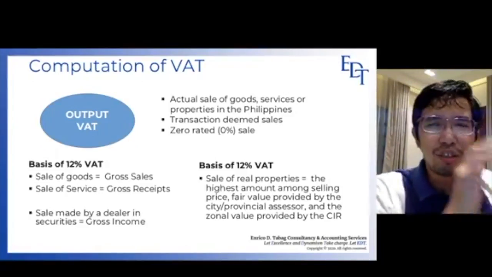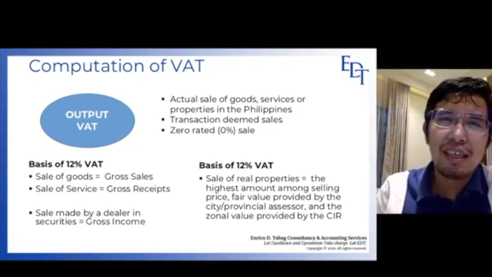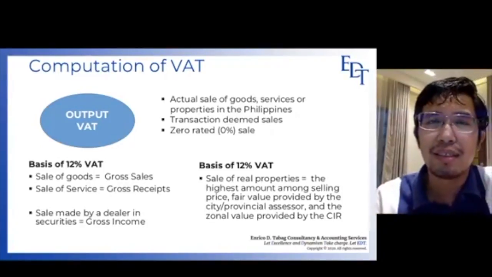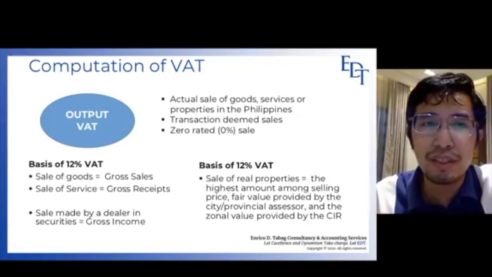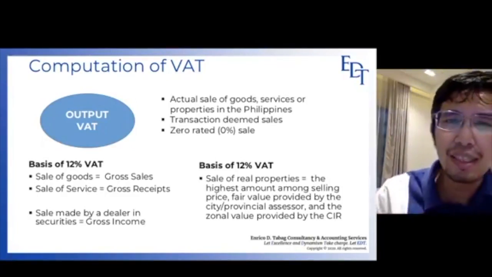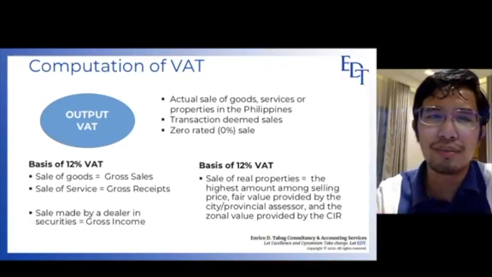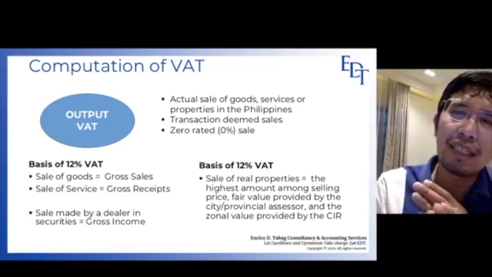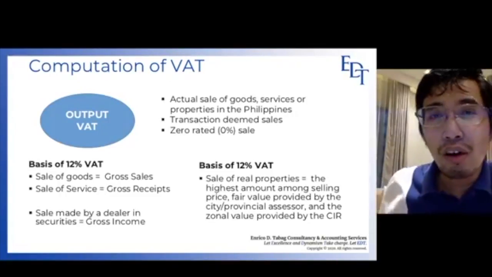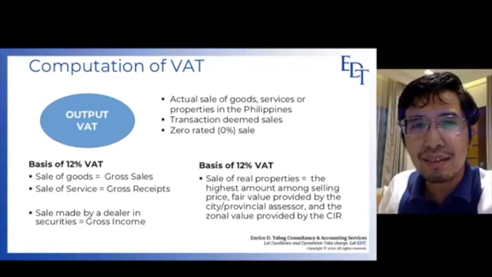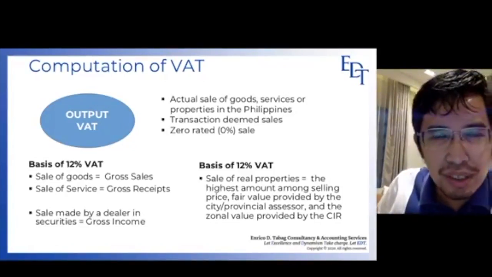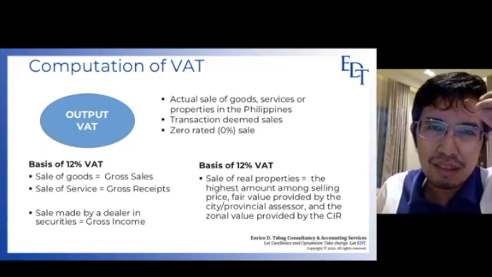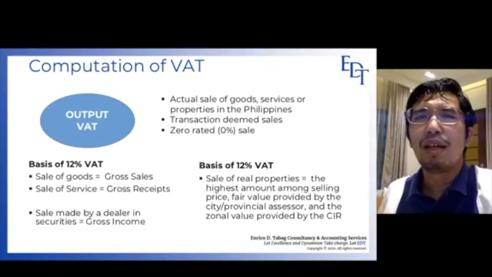Okay? So, as you can see in your screen, the output VAT will come from actual sale of goods or services, and that is our topic in this particular video. Transaction deemed sale, we will cover that also in our video. Then we have the zero-rated sale or export sale. We will cover that in a separate video. So, tatlo ang panggagalingan ng output VAT natin. Domestic sale of goods or services, including properties. Then we have the transaction deemed sale, and we have the export sale.